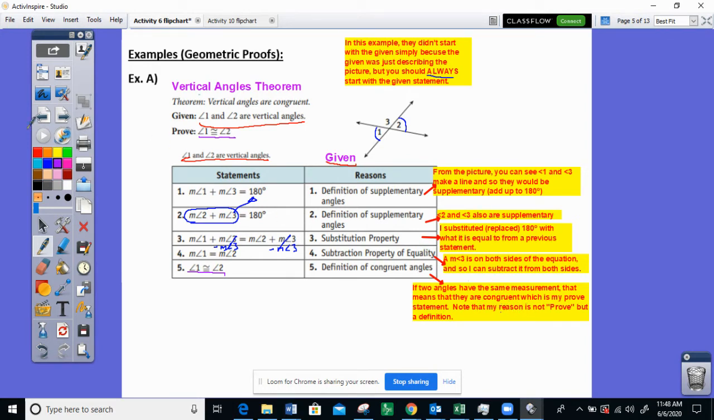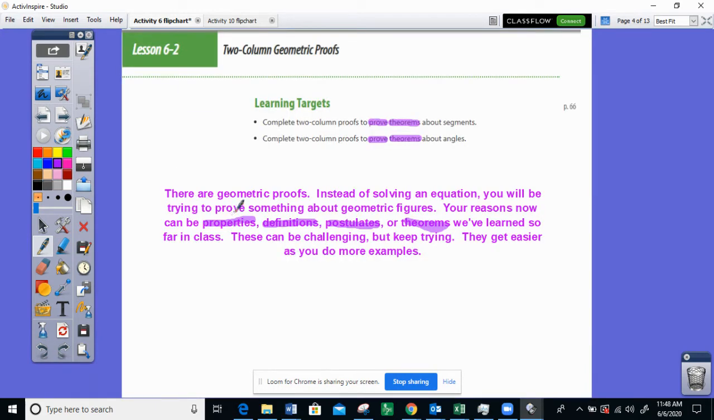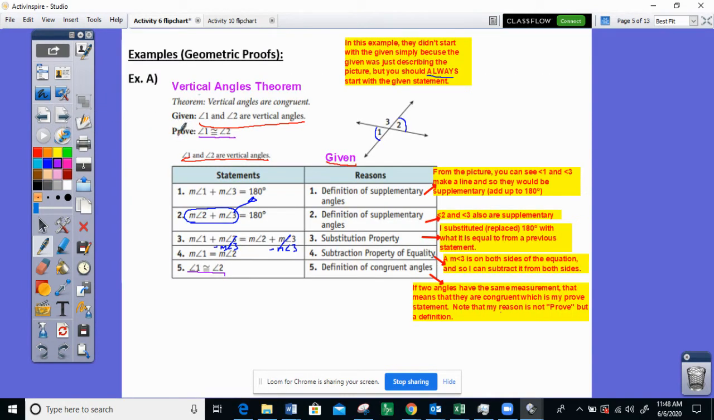Remember, we said, what can our reasons be? They can be properties, definitions, postulates, or theorems. Prove is not one of those. Prove is a verb, right? So how do we know that we're done? Because we showed using deductive reasoning that if this initial information is true, if this given information is true, then I can follow this argument logically to see, oh, this is true, therefore, what I'm trying to prove, angle 1 is congruent to angle 2, that has to be true also.